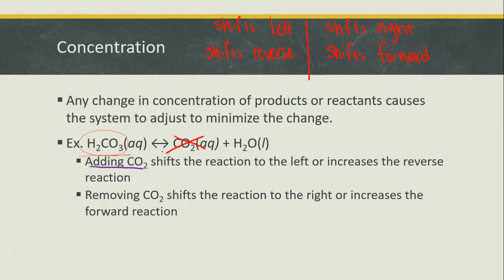Well, it makes more when it goes to the right. When it shifts to the right side, it's making CO2 and H2O. So the answer on this one is it shifts to the right or the forward reaction. So for concentration, you basically undo whatever it does. You shift in whatever way will undo what happened in the first place.